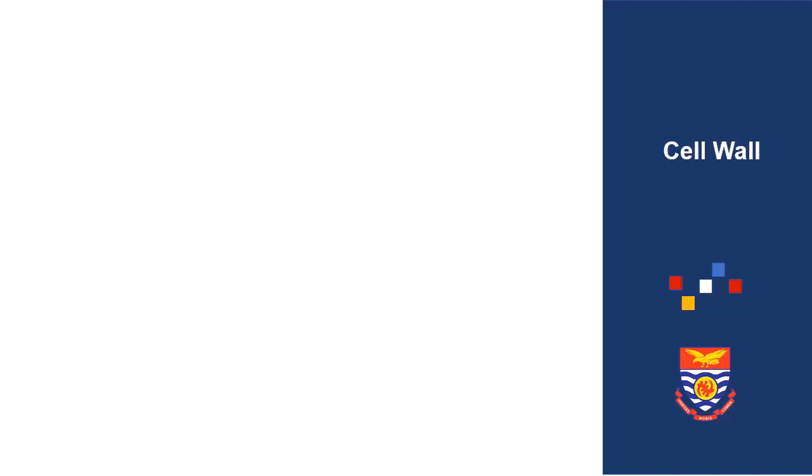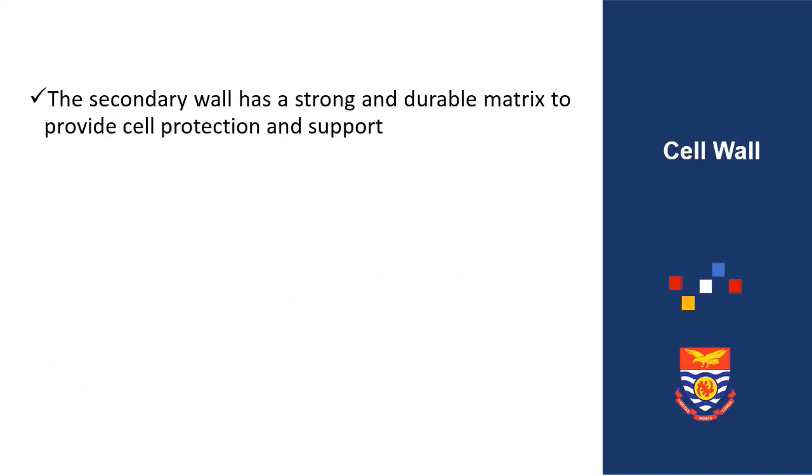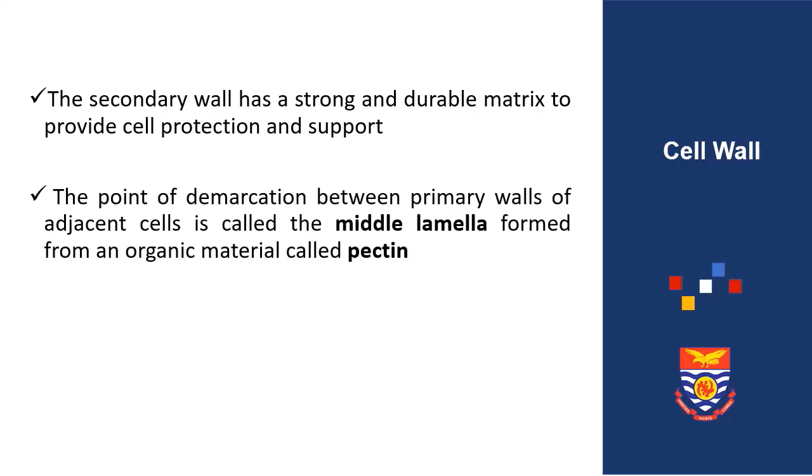The secondary walls are often deposited in several laminated layers, and this makes them strong and durable. For that matter, the secondary wall provides protection and support to the wall. The area found between the primary wall of one cell and that of the adjacent cell is the middle lamella.